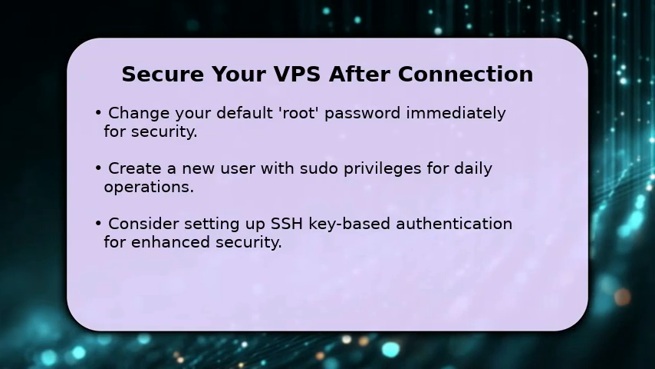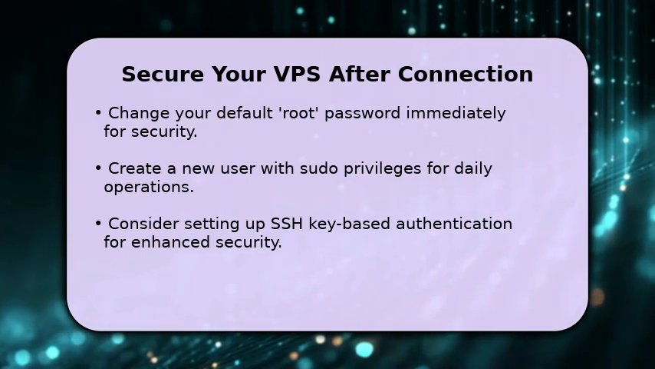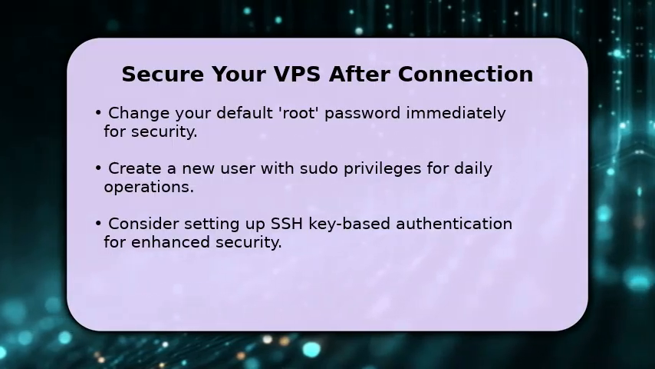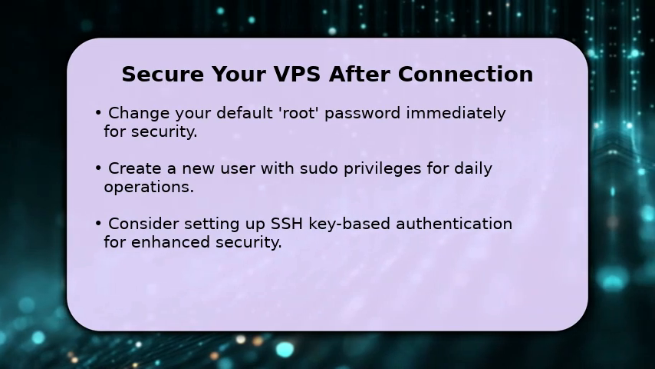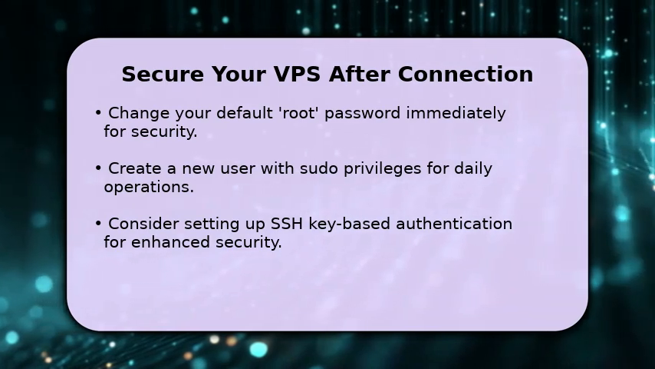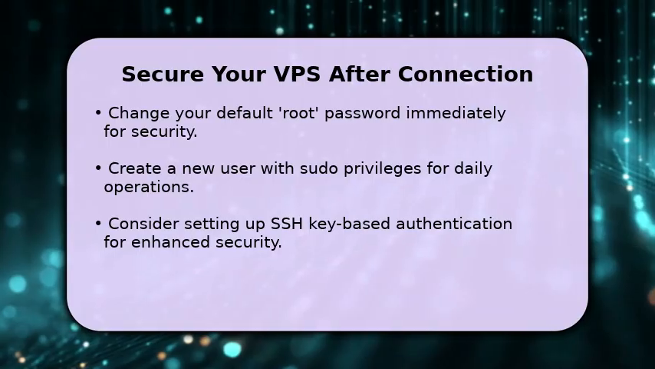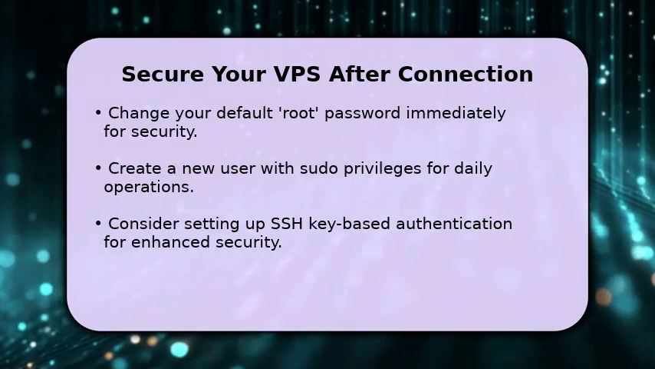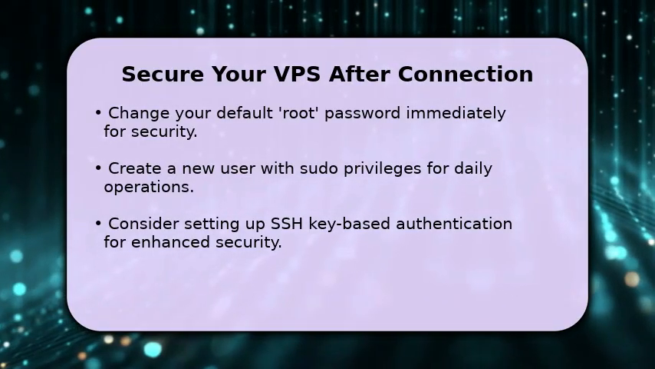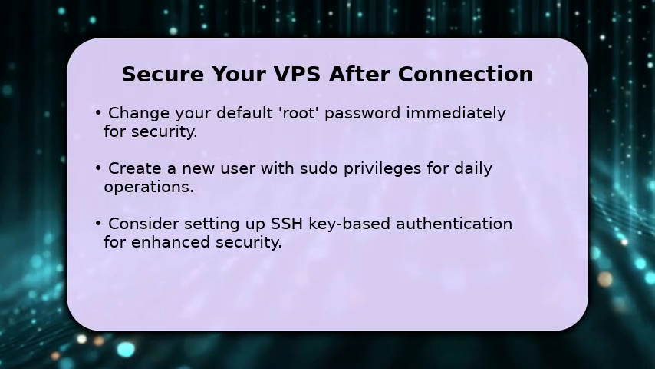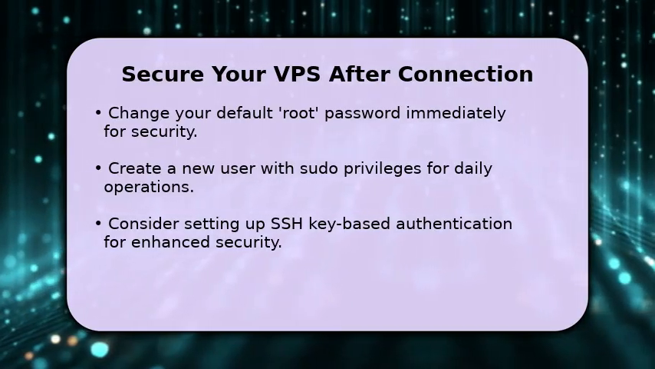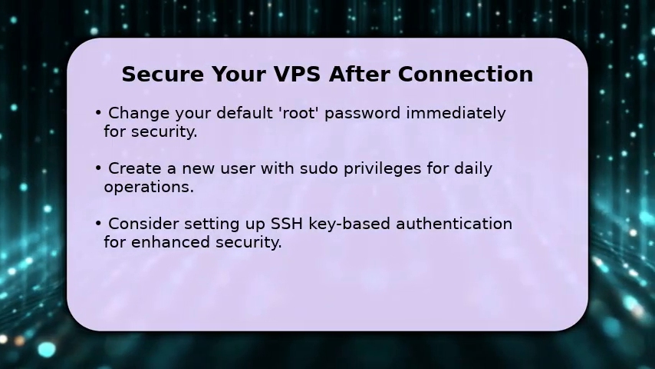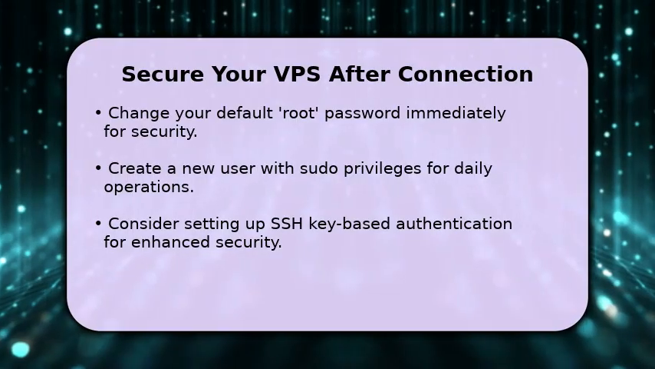Once you've successfully connected to your Contabo VPS, the very first thing you should do is change the default root password to a strong, unique one. Next, it's highly recommended to create a new user account with sudo privileges for your regular administrative tasks, avoiding direct root login. For even greater security, consider setting up SSH key-based authentication, which eliminates the need for passwords entirely and provides a more robust defense against unauthorized access.